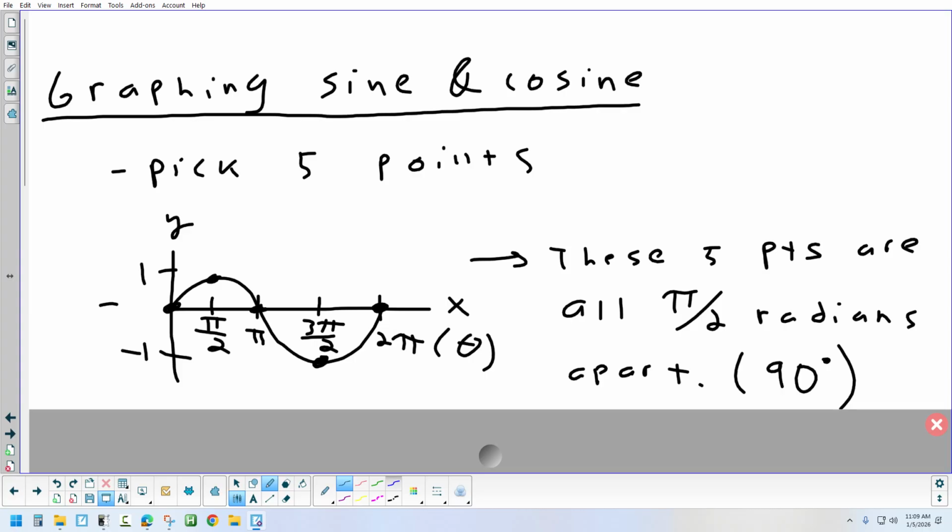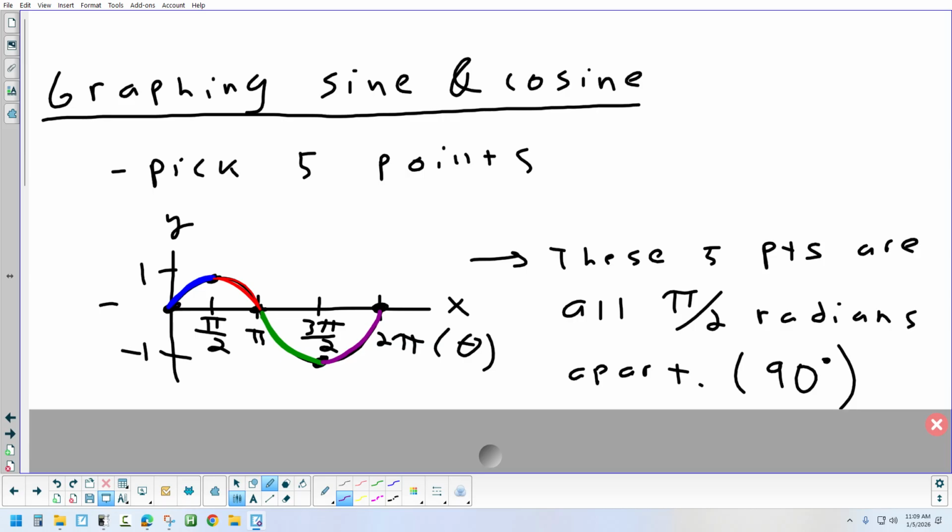And we said earlier that the entire length of a cycle is from 0 to 2 pi. That's 0 to 360. So this is the first quarter of your cycle. Second quarter. Third quarter. Fourth quarter. Because you're separating your cycle into quarters when you do that.